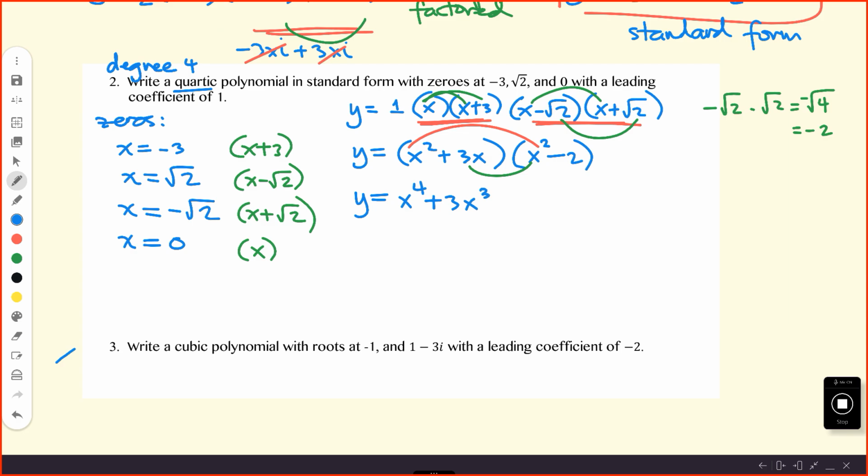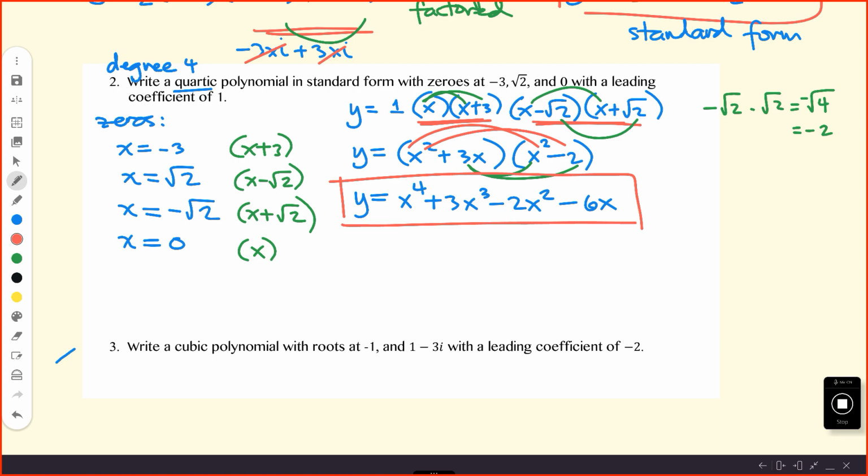3x cubed, right? And then multiply x squared times negative 2. What is that? Negative 2x squared. And then the last one, multiply 3x times negative 2, negative 6x. Okay? So this is now, yep, that's your standard form.